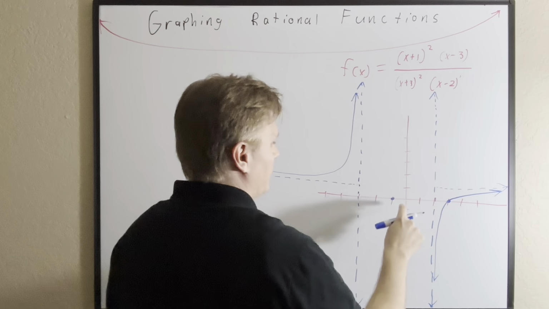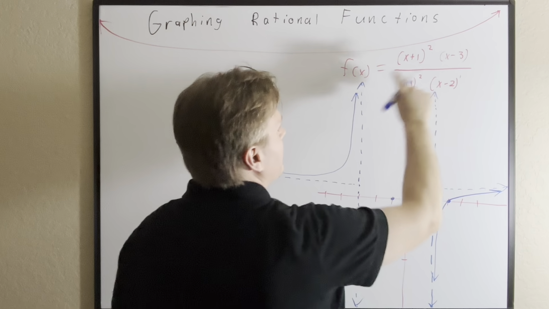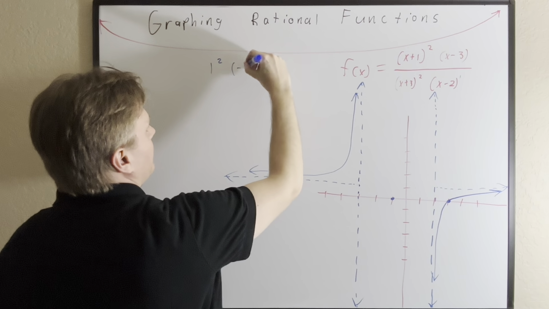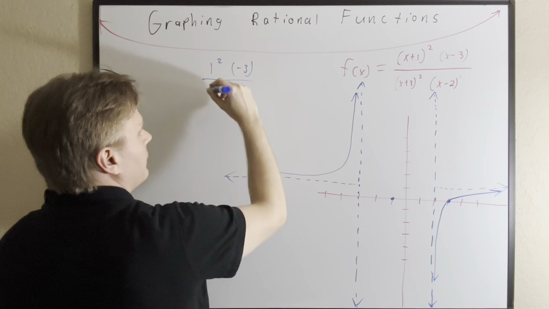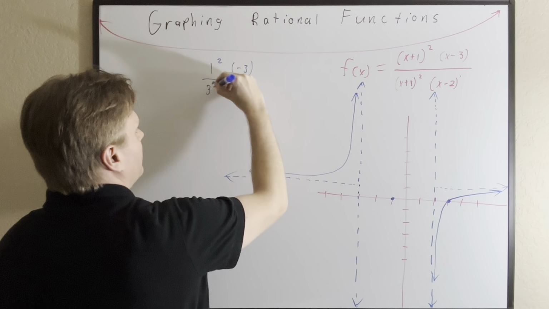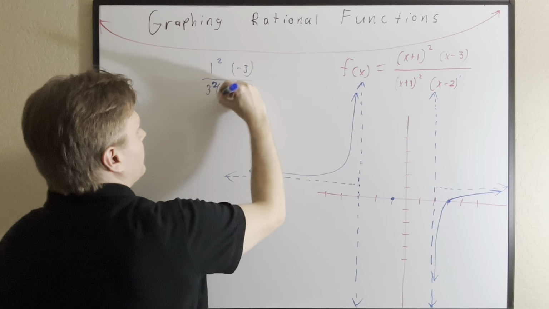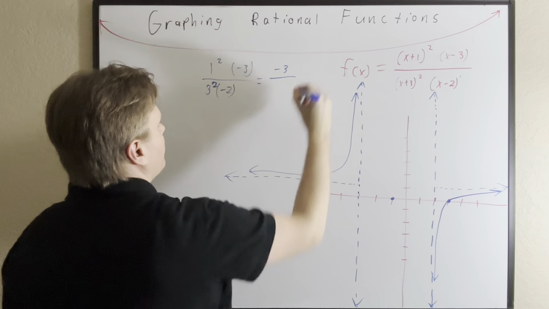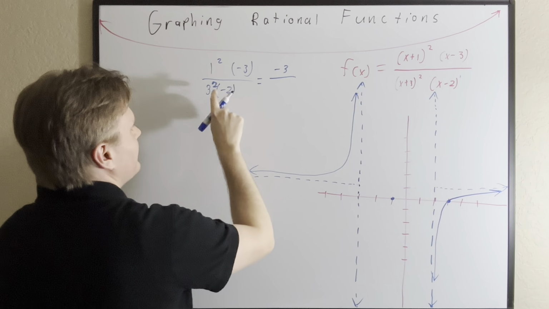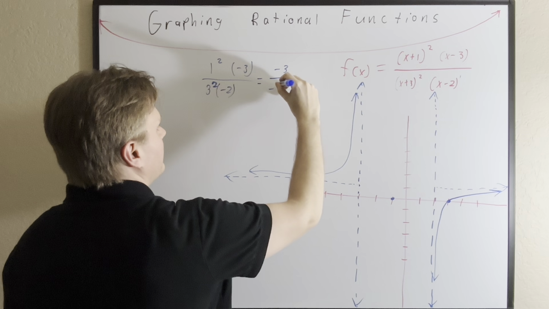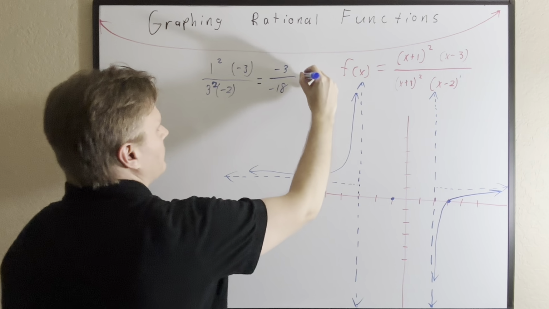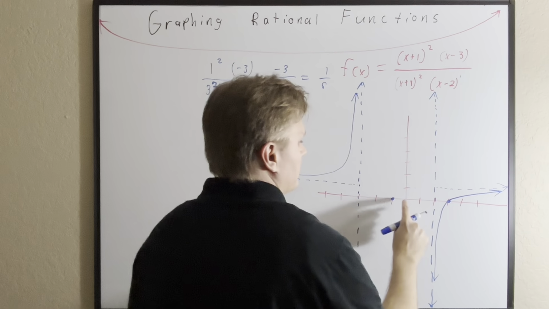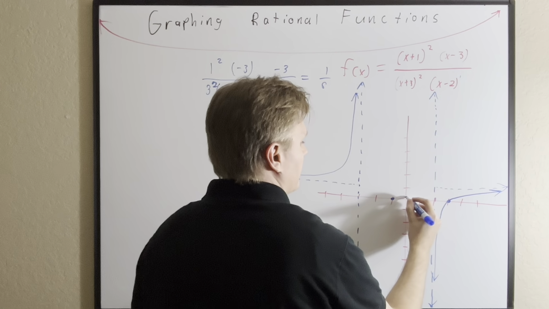So first of all, what's our y-intercept? What do you get when x is 0? Well, you get 1 squared times -3 in the numerator and 3 squared times -2 in the denominator. -3 over 3 squared is 9 times -2 is -18, right? And that would be positive 1 over 6. So about 1/6.